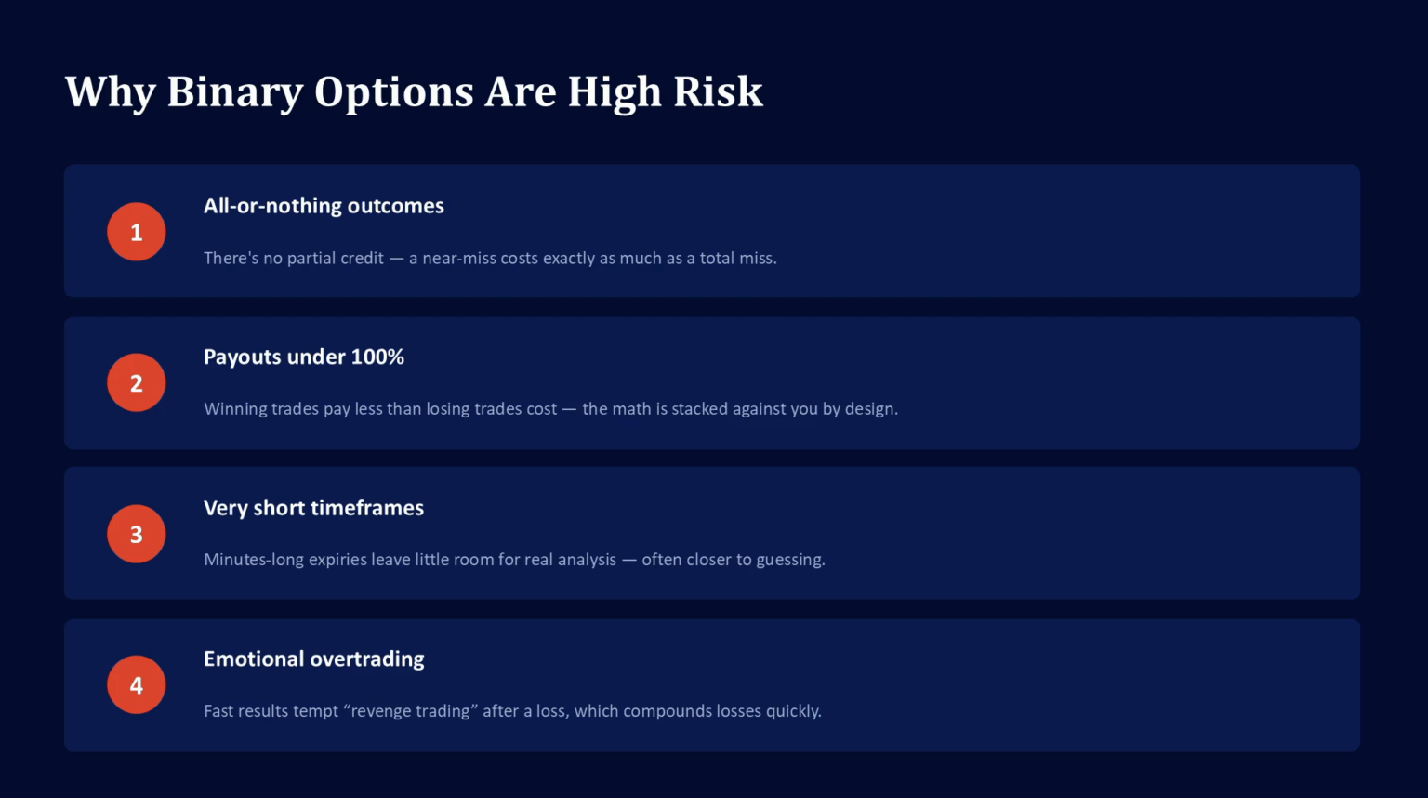So why is this considered high risk? 4 reasons. It's all or nothing. A near miss costs exactly as much as a total miss. Payouts sit under 100%, so the math is stacked against you by design. Timeframes are often just minutes long, leaving little room for real analysis. It can end up closer to guessing. And the fast results tempt revenge trading after a loss, which compounds losses fast.